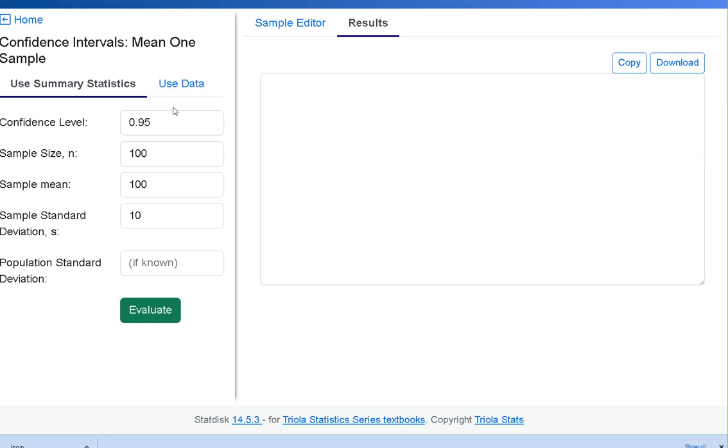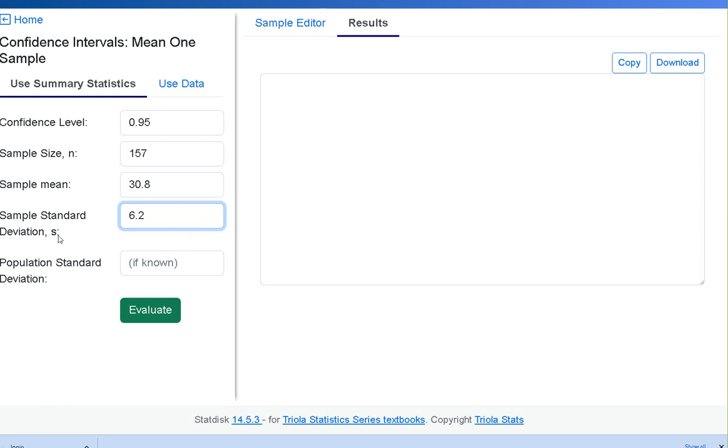Level of confidence, 95%. Looking good. What was our sample size? 157. Good, so let's type that in, 157. The sample mean was 30.8 hectograms. I still find that an interesting choice. 6.2 was the standard deviation.